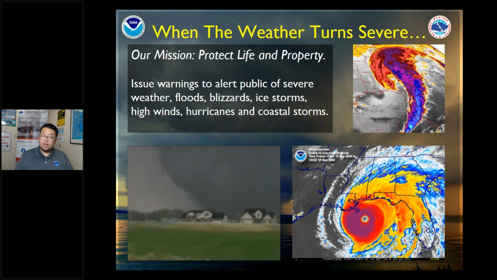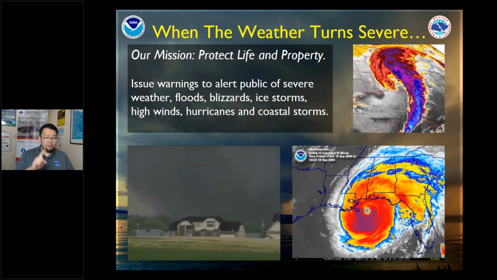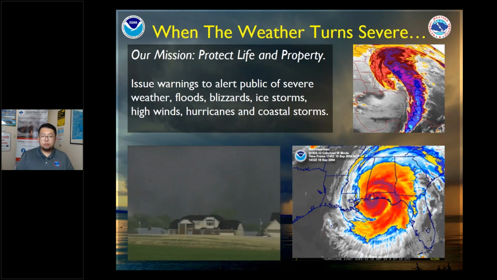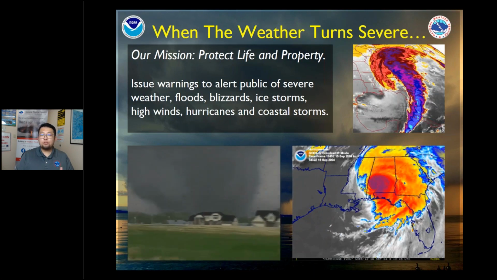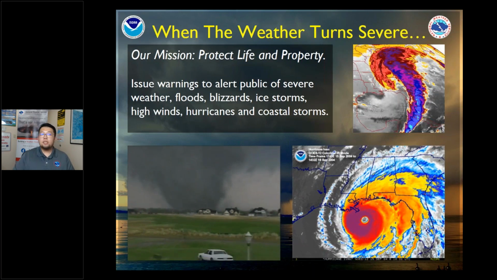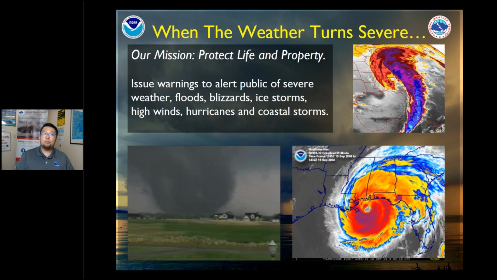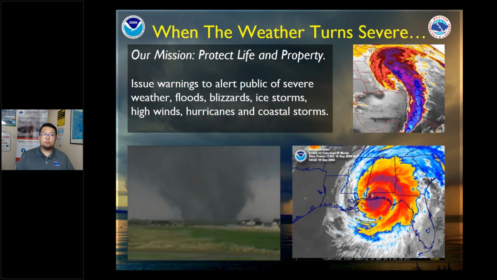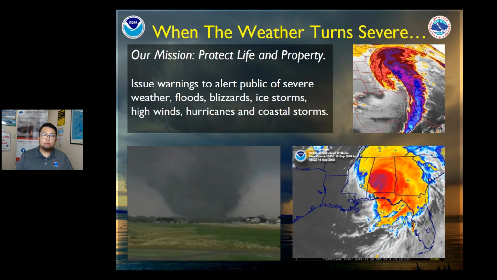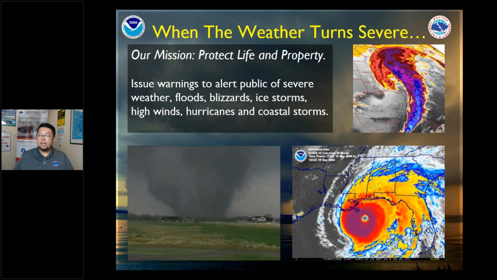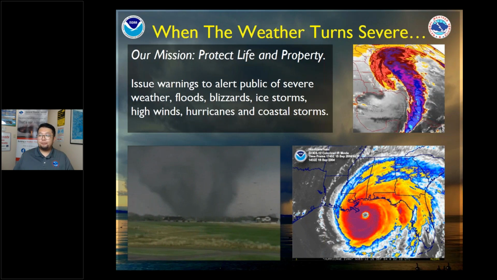Here in Eastern North Carolina, we're not unfamiliar with hurricanes, tornadoes, severe thunderstorms, big nor'easters, coastal storms, rip currents, high winds. I mean, we're not even unfamiliar with winter storms, right? Once in a while we'll get a nice winter storm, some ice storms, and maybe even some blizzards. So certainly we have a nice variety of weather here in Eastern North Carolina.